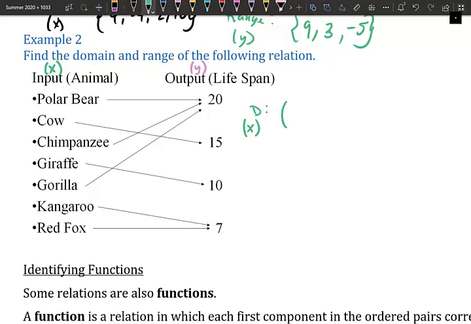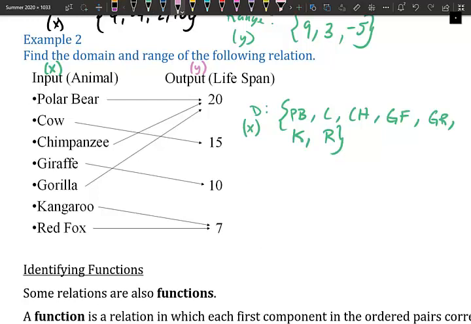We have polar bear, so I'll put PB, cow, chimpanzee, CH, giraffe, I'll put GF, gorilla, I'll just put GR, kangaroo, I'll put K, and red fox, I'll put R. See how I did it for what worked for me? You could spell it out if you want, you can abbreviate it, it's up to you. For this it'll be multiple choice in your homework and stuff like that, so you don't have to write it out.